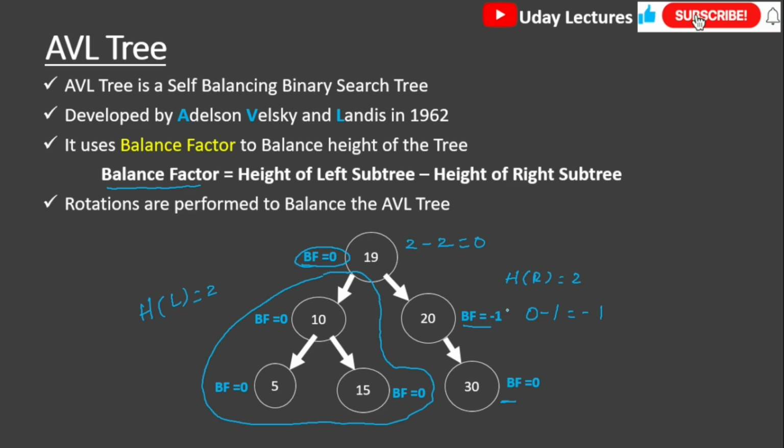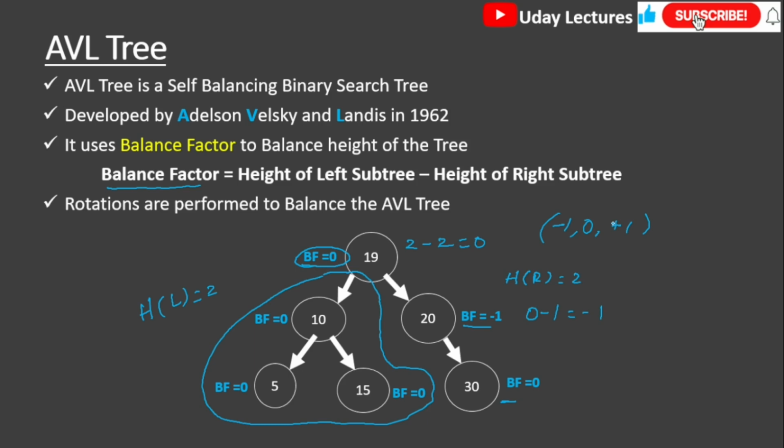So what exactly is the balance factor, and what is the allowed range for the balance factor? It is -1, 0, or +1. So this is the valid range for the balance factor. If the balance factor of any given node is not within the range of -1 to +1, then we will say that the tree is not balanced and it is not a valid AVL tree.